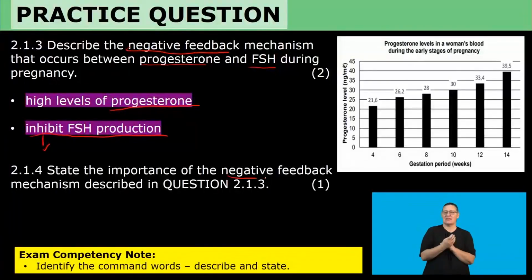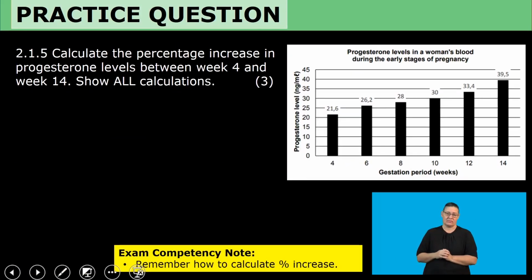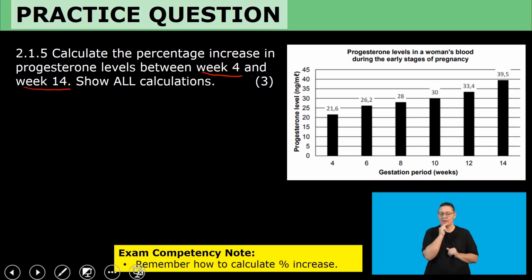Question 2.1.4, state the importance of negative feedback mechanism described in question 2.1.3. What is the importance? It prevents the development of new follicle. Question 2.1.5, calculate the percentage increase in the progesterone level between week 4 and week 14. Week 4 and week 14, show all calculations for 3 marks. That's where your mathematical numerical information is coming through.